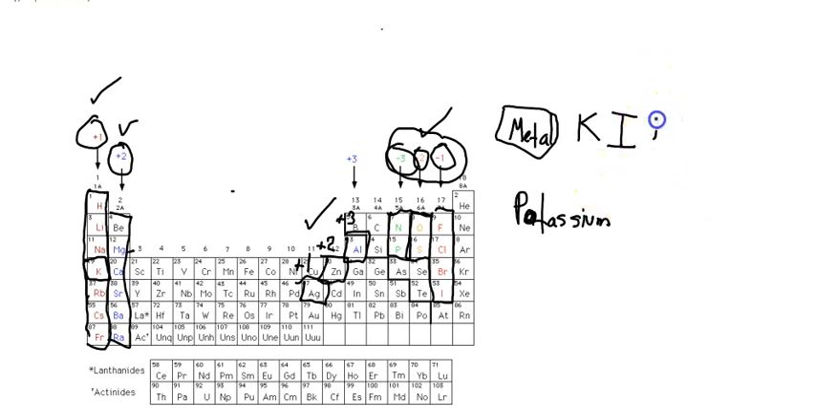Our nonmetal is I over here, in group 7 on the periodic table, number 53 down here. We are going to write that out, but change its suffix to "ide." So instead of iodine, we write iodide. For our first one, we have potassium iodide.